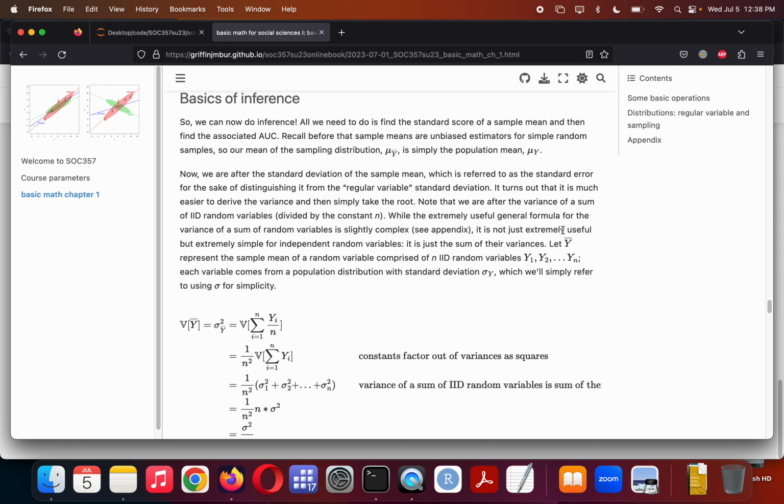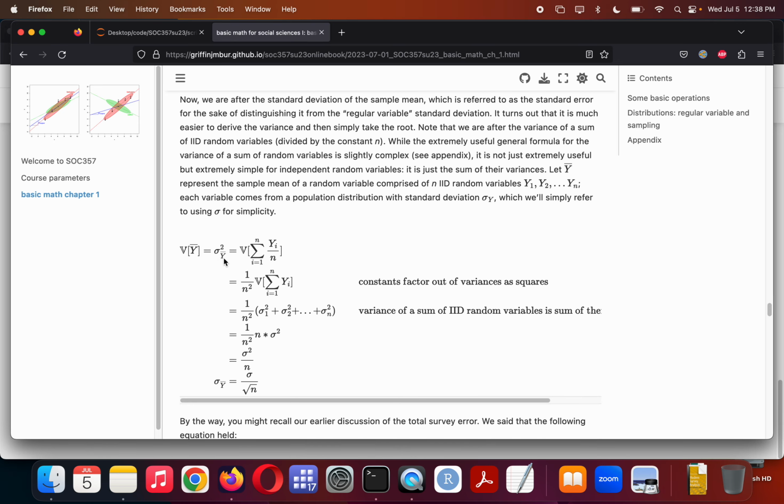So let's let y bar represent the sample mean of a random variable comprised of n independent, identically distributed random variables, y1, y2, through yn. Each variable comes from a population distribution with standard deviation sigma y, which we'll refer to using sigma just for simplicity. So here's how we can find the variance of that sum, or really rather the mean, y bar. The variance of y bar, which we can denote sigma squared y bar, is equal to the variance operator applied to the sum from i equal to 1 to n of yi over n.